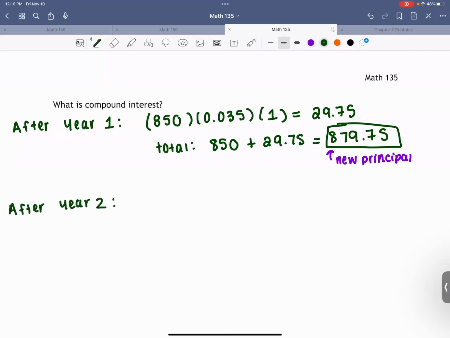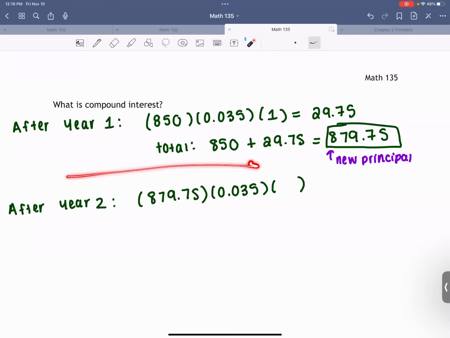Okay, well, what we're gonna do is we're gonna take our new principal, 879.75. Okay, we're gonna multiply the rate 0.035. What's the time? How many years am I doing? Just one, right? Because now we're just calculating the interest gain from the end of year one to the end of year two, which is still 1 year. Okay, so this becomes, well, I wish I calculated this, but I didn't.